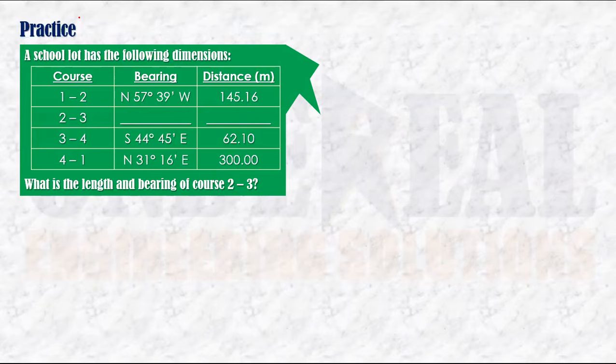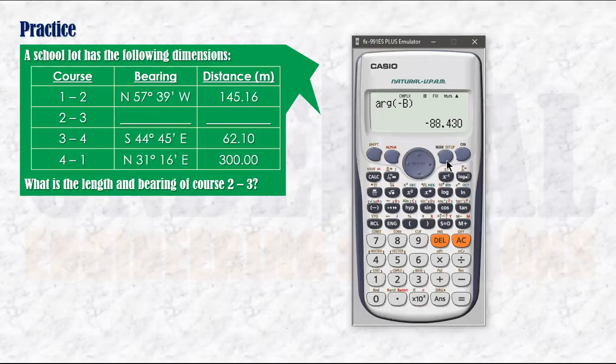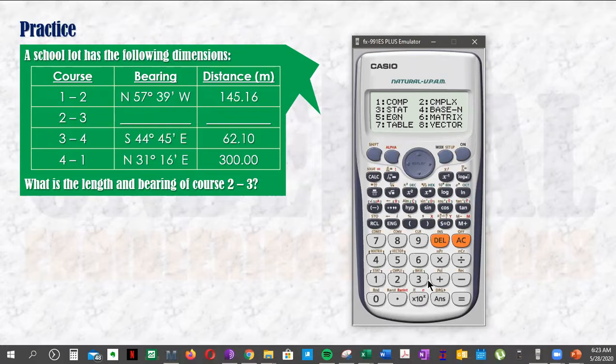So, actually, this is a passport exam. A school lot has the following dimensions. The missing course is 2-3. It has no distance and bearing. So the question is, what is the length and bearing of that course 2-3? So I'm gonna solve that.